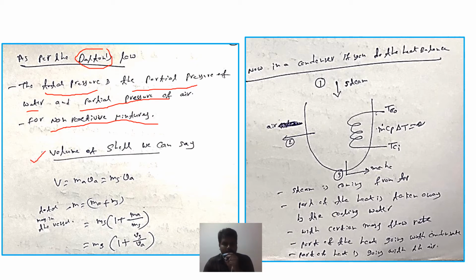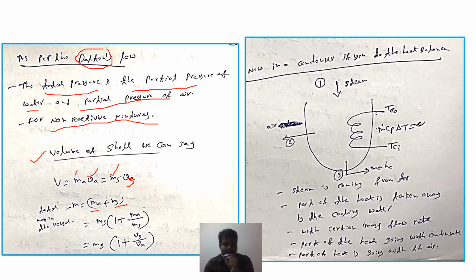Now, the volume of the shell we can write as mass of air into specific volume of air, and also mass of steam into specific volume of steam. But the total mass in the vessel is mass of air plus mass of steam, because in the vessel there will be an air and steam mixture. So the total mass equals mass of air plus mass of steam. If you take mass of steam common, we can write 1 plus mass of air divided by mass of steam.